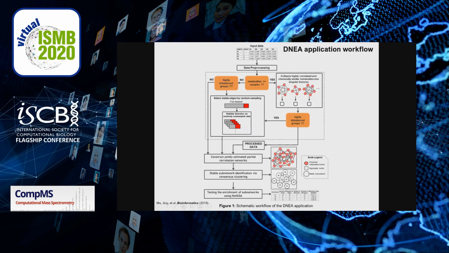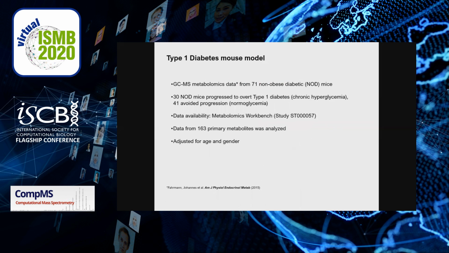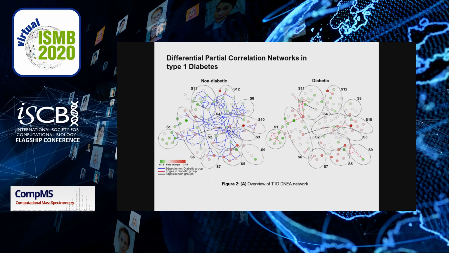To demonstrate these various functionalities of the DNEA application, we analyzed 3 metabolomics datasets. The first dataset contains measurements of 163 plasma metabolite levels in type 1 diabetic and non-diabetic mice. Differential partial correlation networks from DNEA showed a substantial reduction in partial correlations among metabolites associated with type 1 diabetes progression, as shown here in figure 2A.